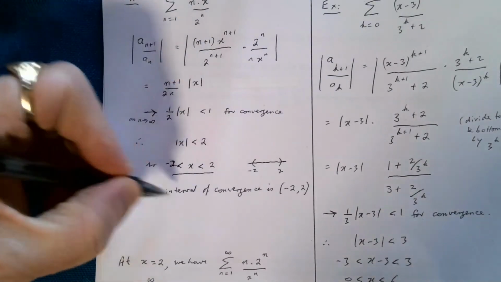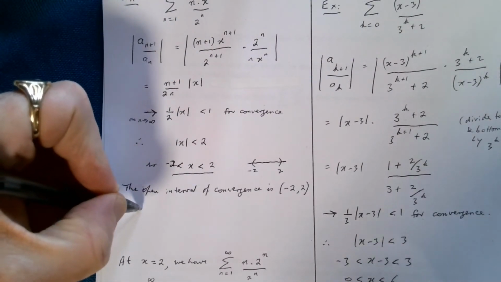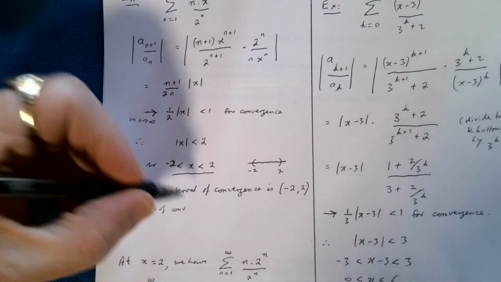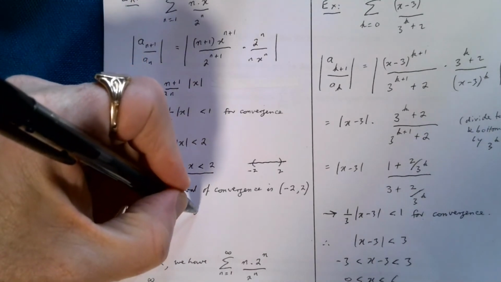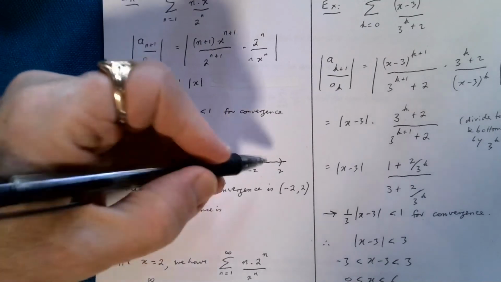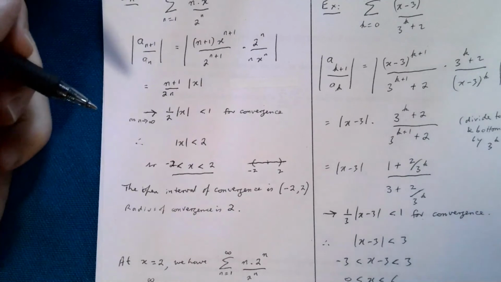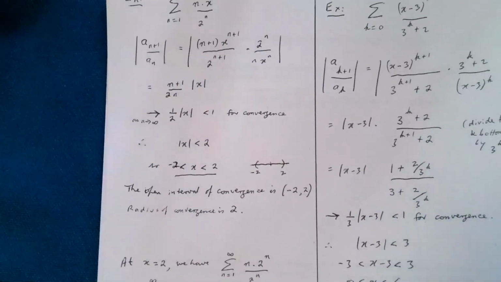And so we could also say that the radius of convergence, if we wanted to, we only asked for the open interval, but the radius of convergence will be just half the length of this, so that will be 2.